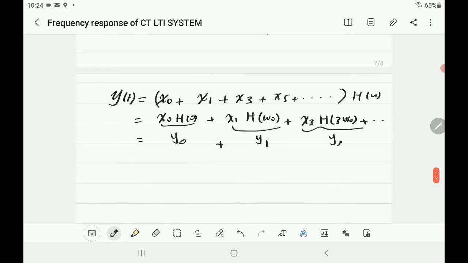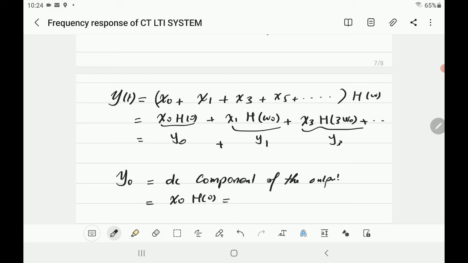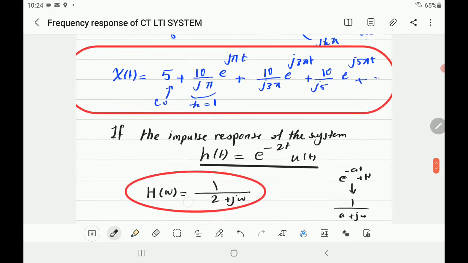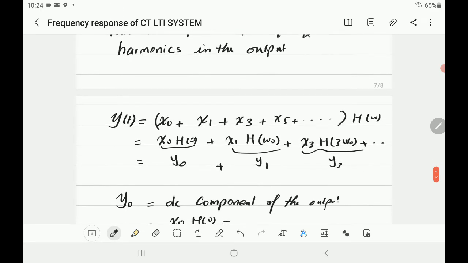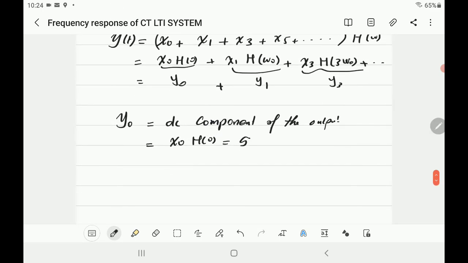Let's find y naught. What's y naught? It's the DC component of the output. It's equal to x naught h naught. X naught, the DC, is equal 5. So that's equal 5. What about h?